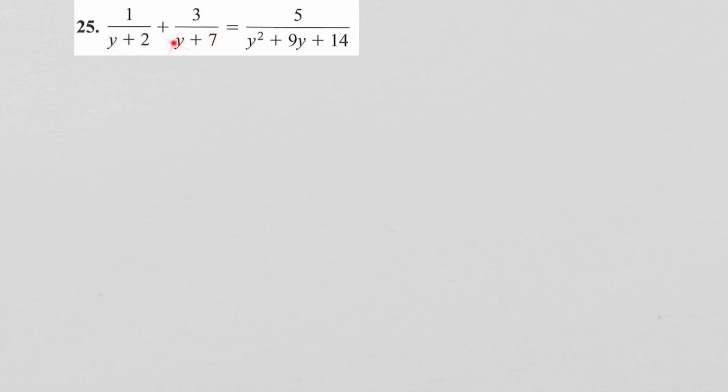Okay, this is factored, but this is not. So I'm going to start by factoring this, and this is going to be y plus 7 times y plus 2. So here's a y plus 2, here's a y plus 7, nothing's happening more than once, so my LCD is y plus 7 and y plus 2.